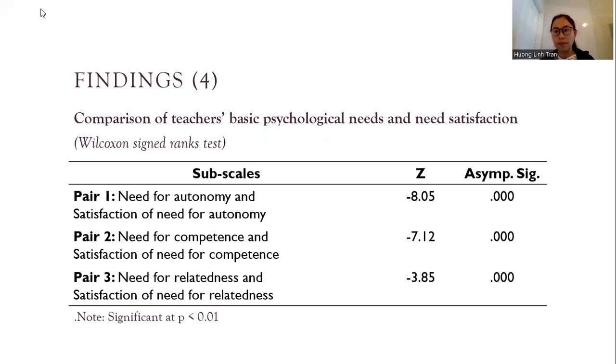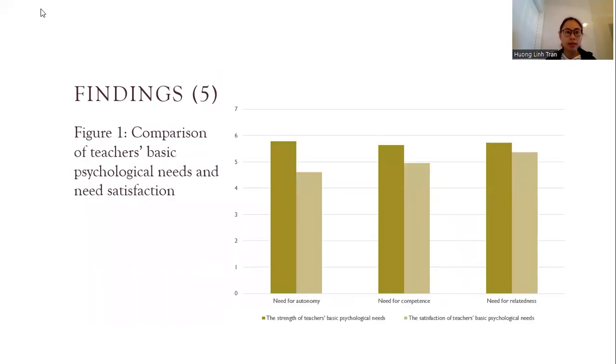It can be seen here that the difference is pronounced and large for the need for autonomy. In other words, there is a large gap between teacher need for autonomy and the extent to which their autonomy is satisfied by teaching. And this is the comparison of teachers' basic psychological needs and need satisfaction. It can be seen here that teachers have a strong need for autonomy.